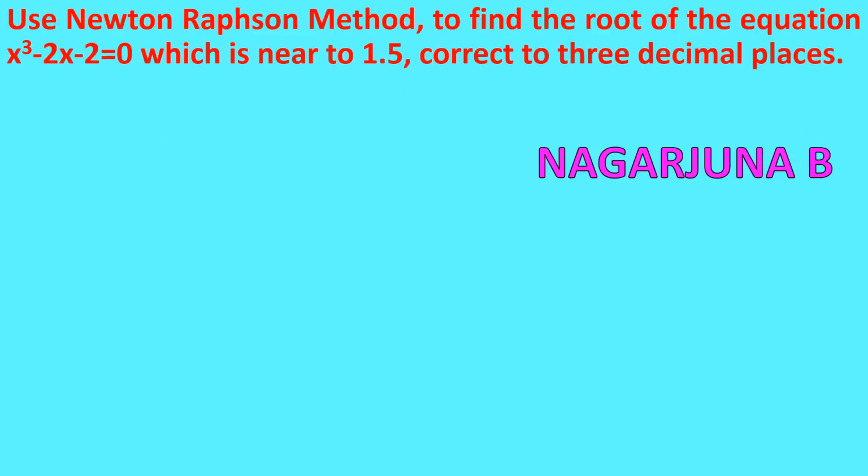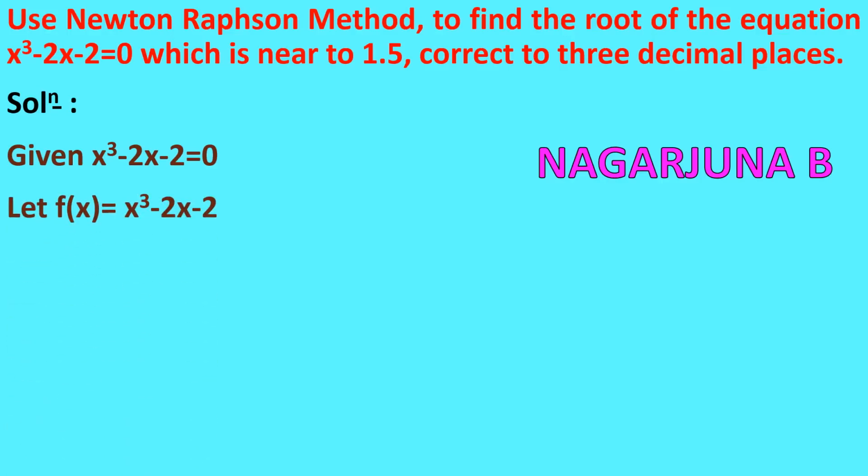Use Newton-Raphson method to find the root of the equation x cube minus 2x minus 2 is equal to 0, which is near to 1.5, correct to 3 decimal places. So here they have given an equation and they have given the initial guess as 1.5. Solution: they have given x cube minus 2x minus 2 is equal to 0. Let us assume this equation as f of x, therefore we can write let f of x is equal to x cube minus 2x minus 2.